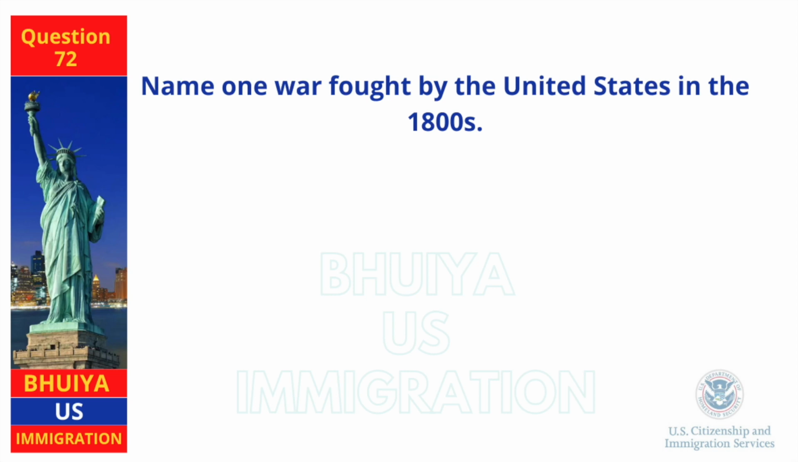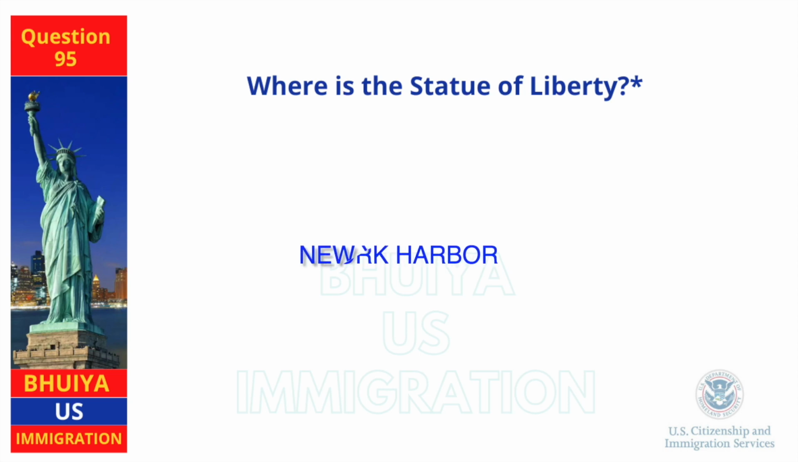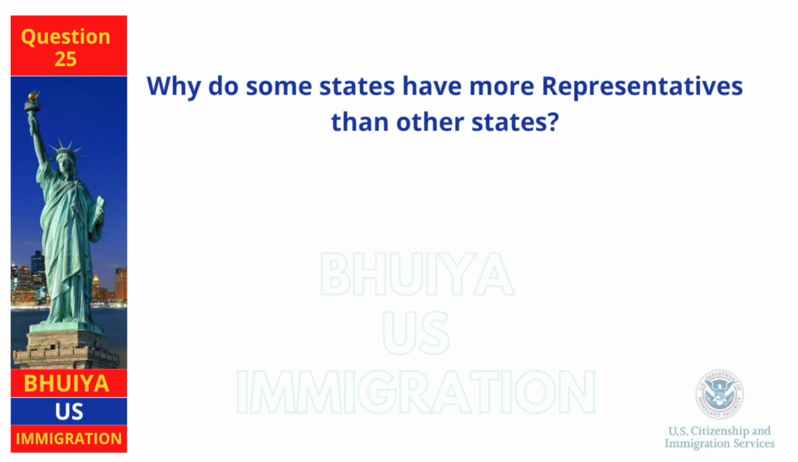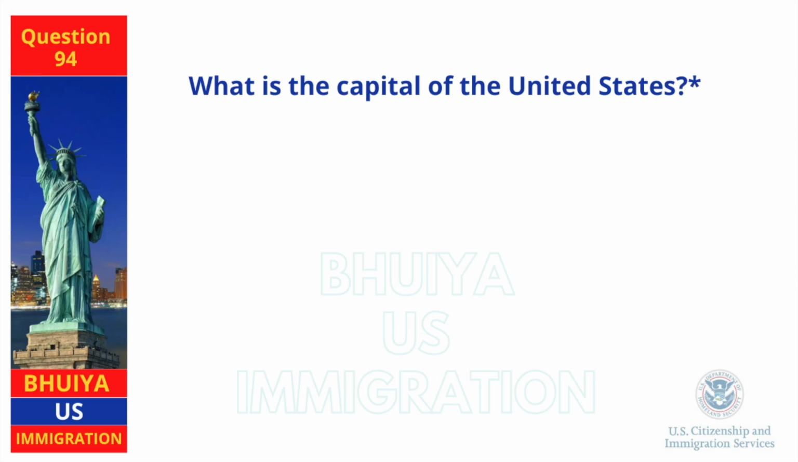Name one war fought by the United States in the 1800s. Civil War. Where is the Statue of Liberty? New York Harbor. Why do some states have more representatives than other states? Because of the state's population. What is the capital of the United States? Washington, D.C.